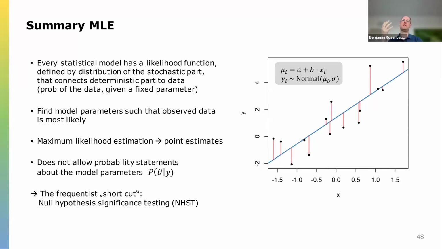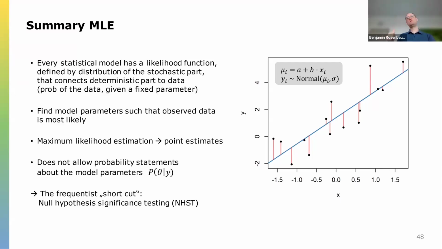Because if we make this a function of all the parameters, this becomes a likelihood function of the parameters. And we want to find parameters such that the observed data under these parameters are most likely. This is a point estimate only. So we do not get p-values or confidence intervals or anything from this so far. And this means that without additional work, this does not allow probability statements on the parameters. So we can't say, okay, what is the probability that my association is actually positive?